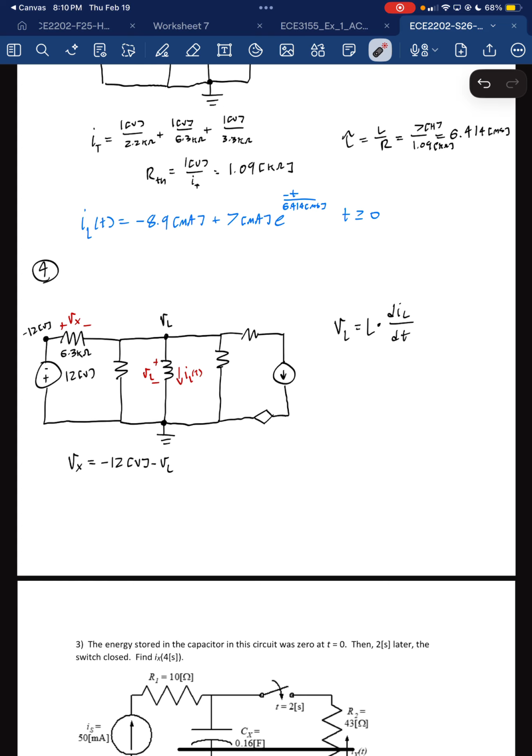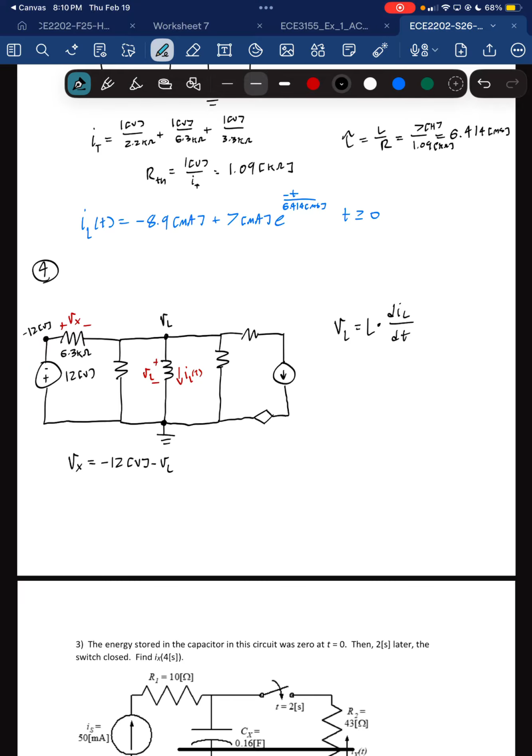Yeah, so again, there's a bunch of different ways we could have gone about this. What I did is I chose our ground to be right here, which means that we can call this node to the left of Vx negative 12 volts, right? The same way we did for the other steps. And similarly, we can call the node above the inductor VL, right? So by taking the voltage difference for Vx, the positive side minus the negative side, we get negative 12 minus VL. Okay, okay. Gotcha. Yeah.